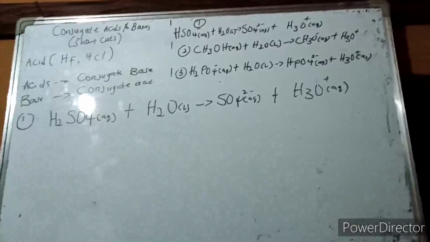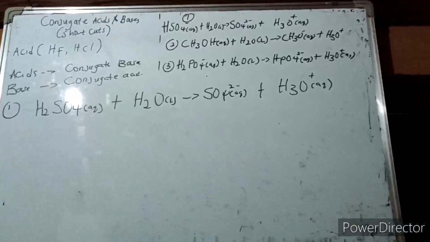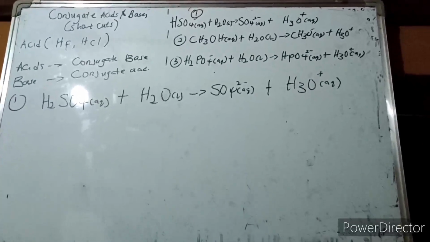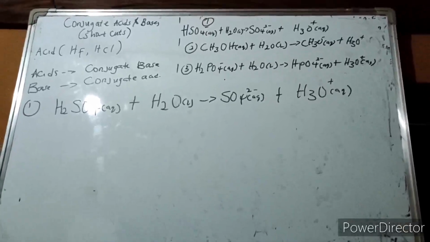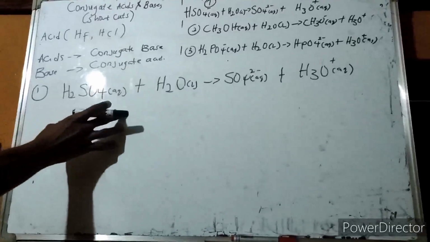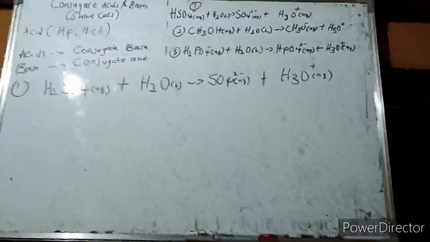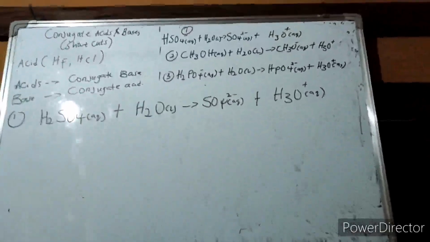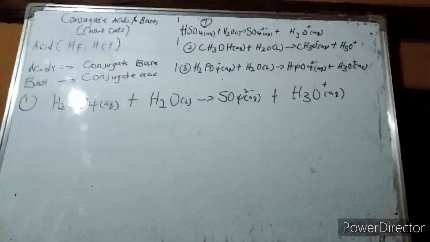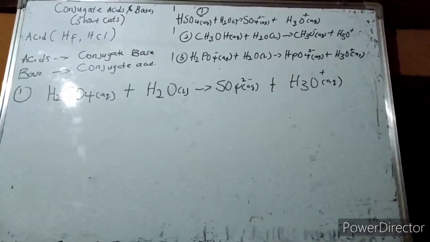So let's take a look at one problem here. That's H2SO4 plus H2O gives you SO4 2 minus plus H3O plus. This is the way you see the question in the exam. They will ask you what is the conjugate acid and which is the conjugate base. Then in the options, they give you different options. Just know the acids are always found in the reactant side. Then the bases are also found in the reactant side. Then the conjugate acid and bases are found in the product side.